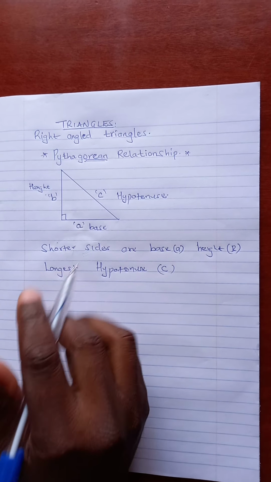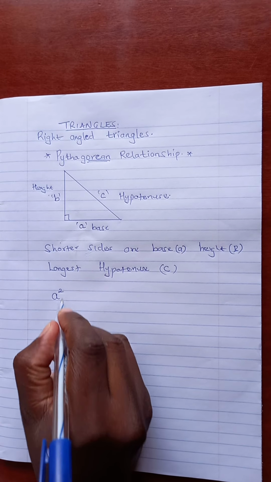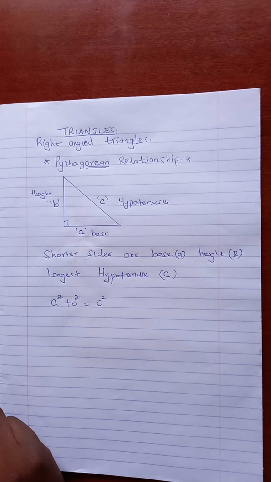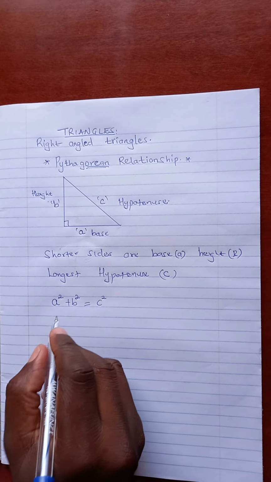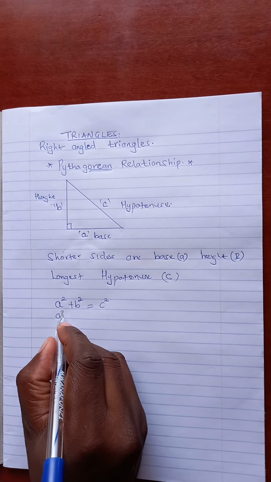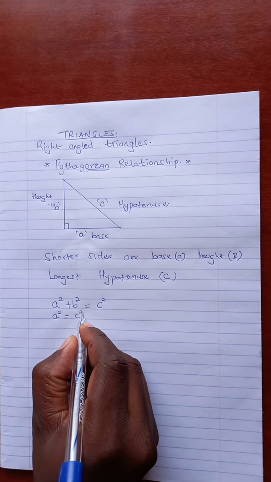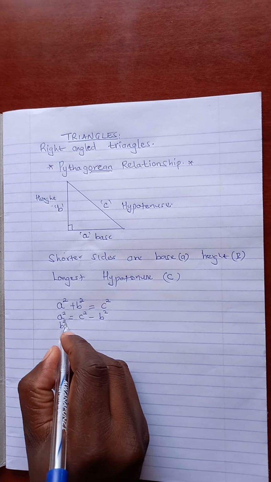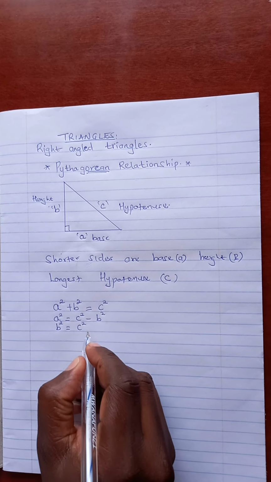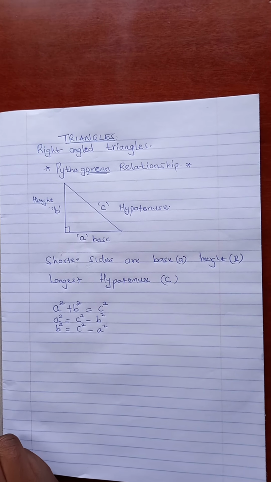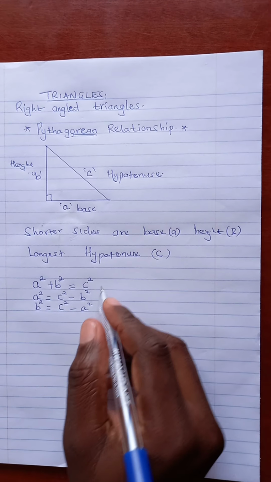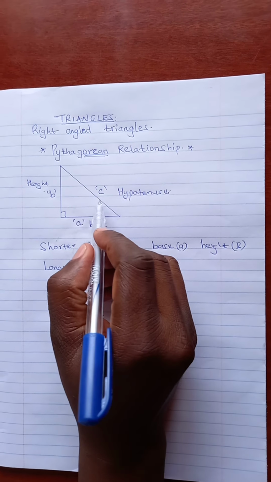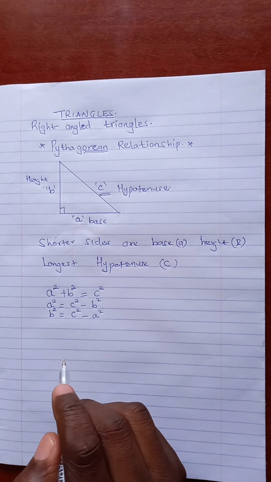The first formula we normally say is that A squared plus B squared is equal to C squared. In the other way, we can also say that A squared is equal to C squared minus B squared, or B squared is equal to C squared minus A squared. So the sum of the squares of the two shorter sides is equal to the square of the longest side.